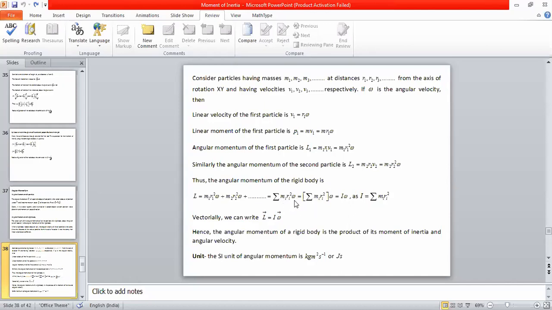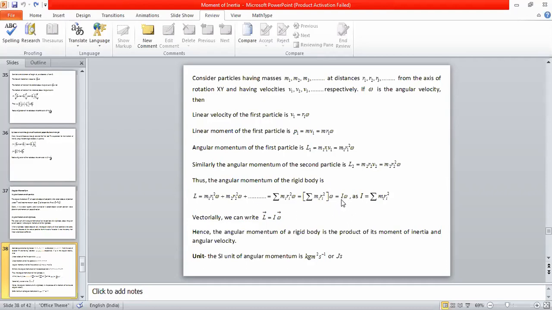Now please remember, omega is angular velocity, and angular velocity is common for all the particles. So omega can be taken outside. So you can also write summation mi ri square. What is summation mi ri square? It is nothing but the moment of inertia, written by capital I. So angular momentum capital L becomes equal to I into omega. It's very simple. Angular momentum of a rigid body is given by the product I into omega.